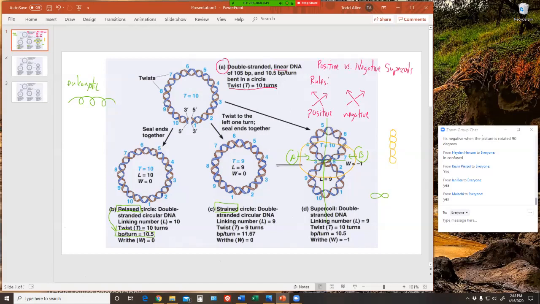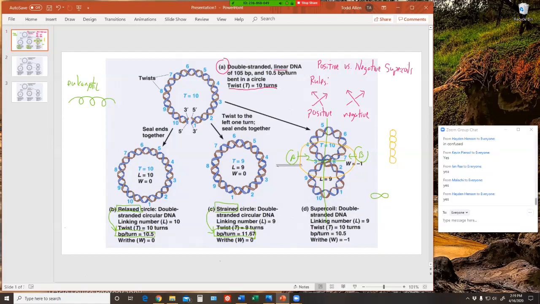But if you have strained DNA, you notice that the base pairs per turn changes. Now, in this particular case that we're showing you, it happens to go up, but that may not always be the case. It can actually go down. So strain tells you that the number of base pairs per turn is going to change. So before I go back to the notes, do you see what I'm pointing out at this moment? Are you okay? All right.